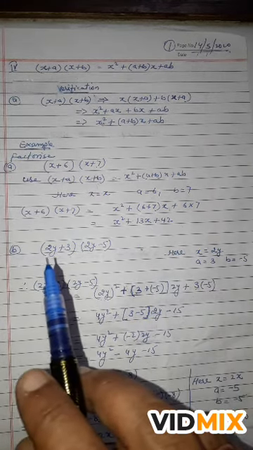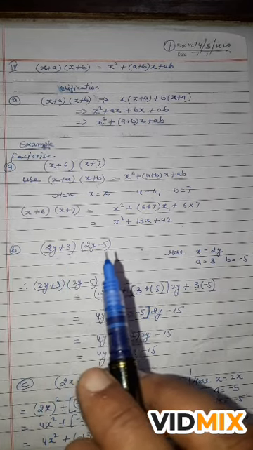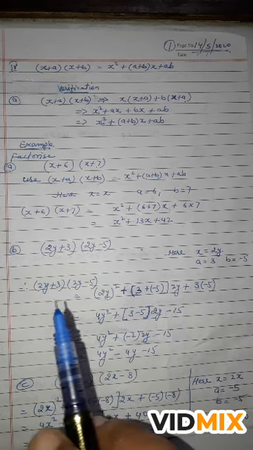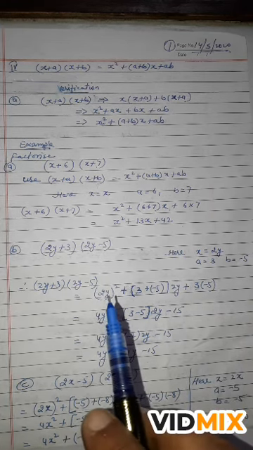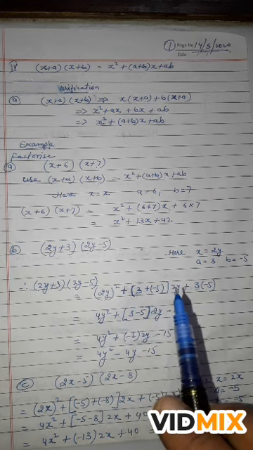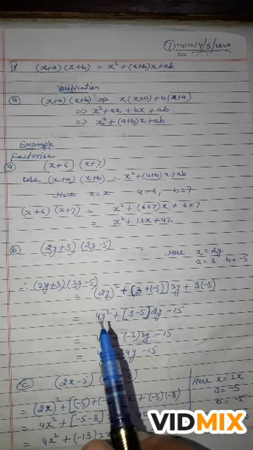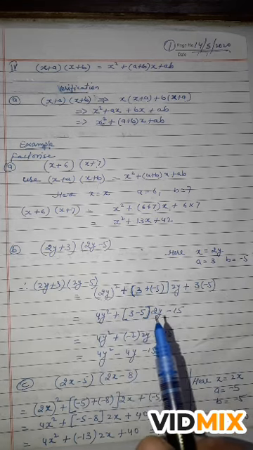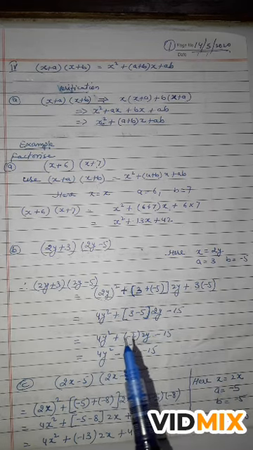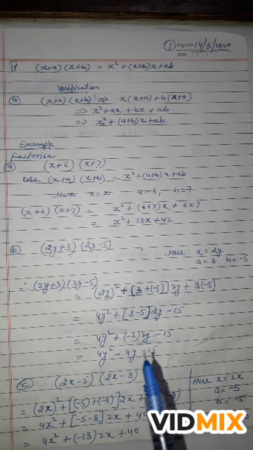Now we take another example, (2y + 3)(2y − 5). Here x is 2y, a is 3 and b is −5. We substitute the values in the identity: (2y)² + (3 + (−5))(2y) + 3 × (−5). So (2y)² is 4y², 3 minus 5 is −2, into 2y, minus 15. It will give 4y² + (−2)(2y) − 15. So 4y² − 4y − 15.